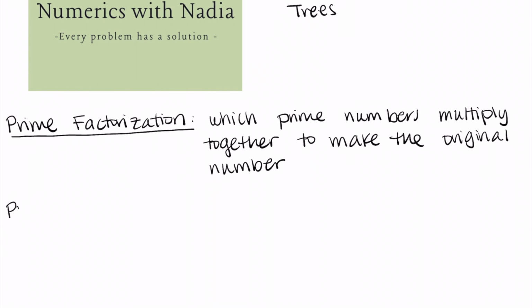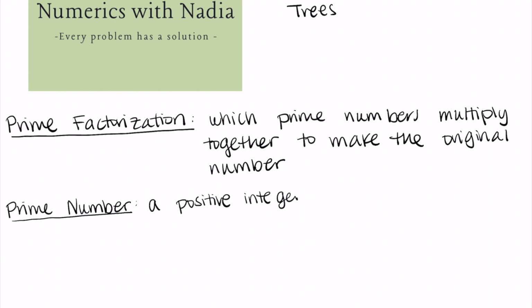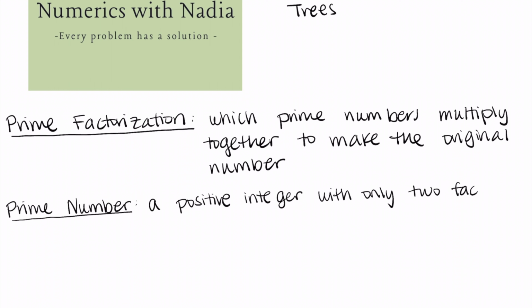The next term that we're going to define is what a prime number is. Understanding what a prime number is is also very important in this section. A prime number is a positive integer with only two factors, and those two factors are 1 and itself. So whatever the integer is, if it's prime, the only factors that it has are 1 and itself. So we'll list out some examples of this.